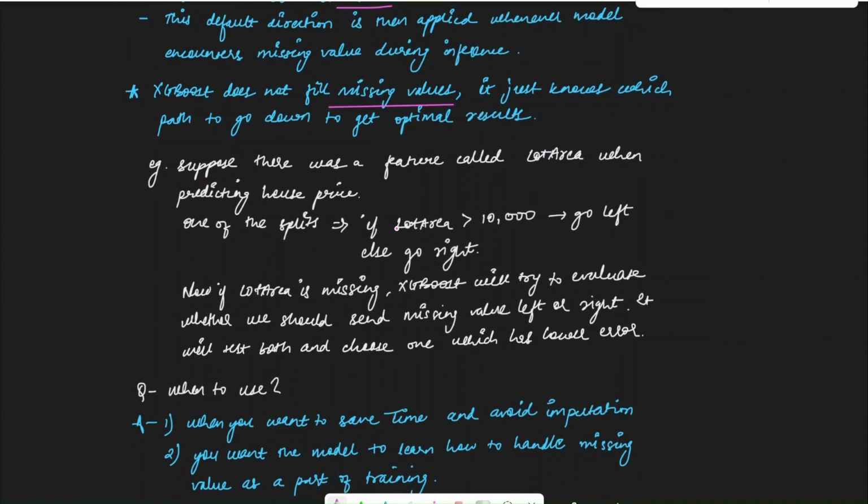Taking an example here, suppose that there was a feature called lot area in house price prediction. Now, one of the splits in XGBoost was: if lot area is greater than 10,000, then go left, otherwise go right. Now, if the lot area is missing, then XGBoost will first try to evaluate whether it should send that missing value to the left side of this node, or the right side of this node. Whichever side gives it the better result would be chosen as the default path, and XGBoost will remember it. And when at inference time it encounters a missing value, then that default path would be chosen.